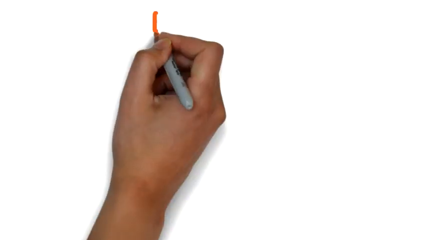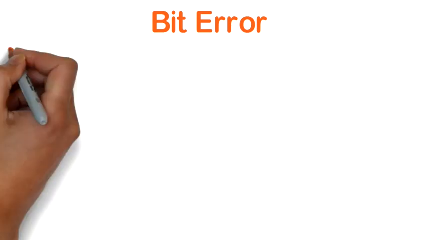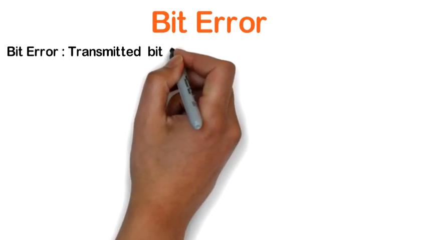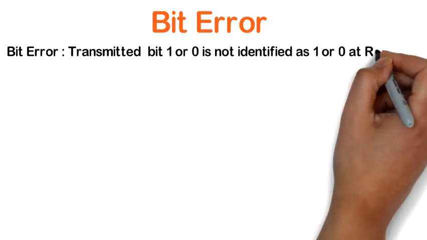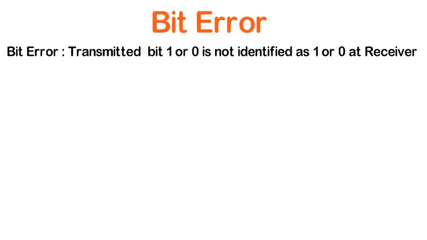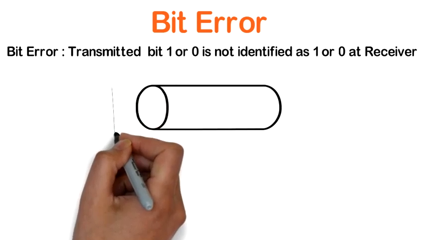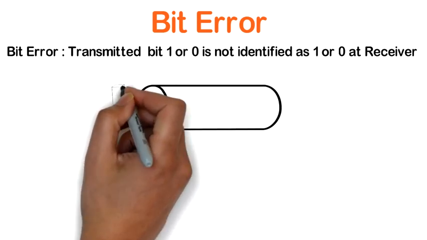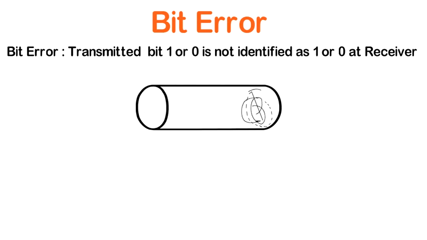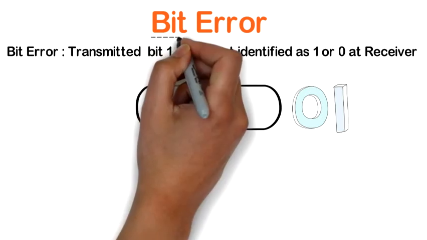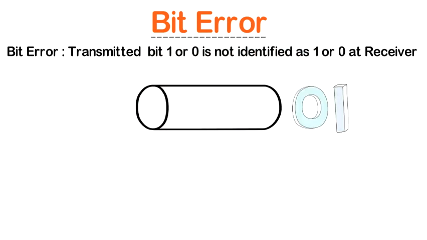The next unit here is bit error. How do we define the term bit error? When a transmitted bit 1 or 0 is not identified as 1 or 0 at the receiver, the bit is counted as an error bit. If we take an example, the bit transmitted from transmitter to the receiver is interpreted in a different manner, that is 1 is interpreted as 0 and 0 is interpreted as 1, then such kind of errors are known as bit error.